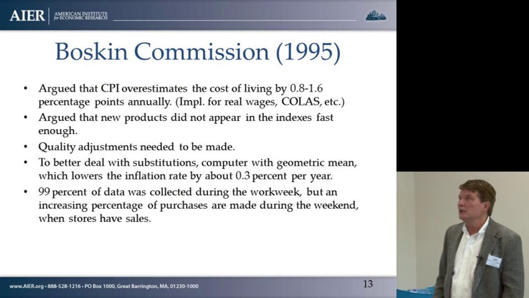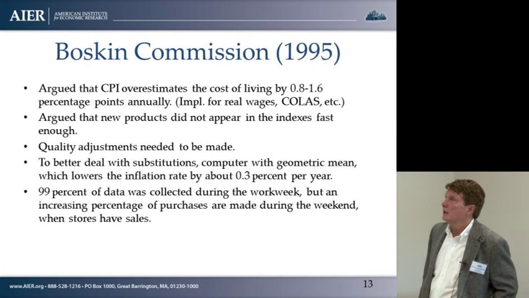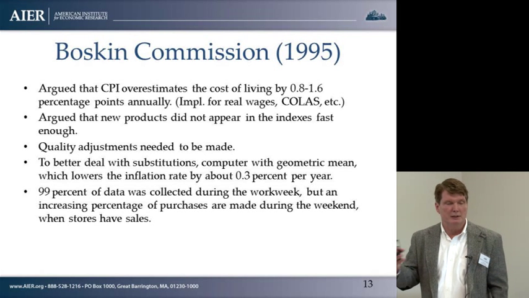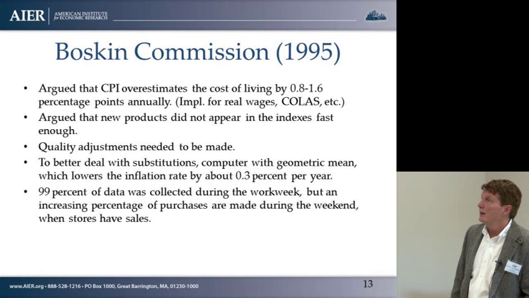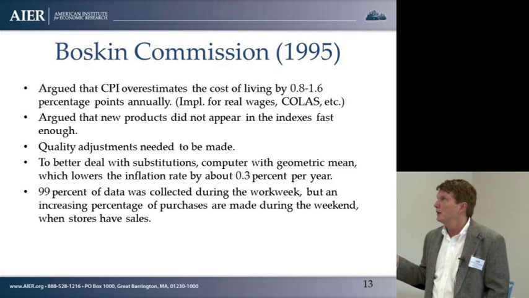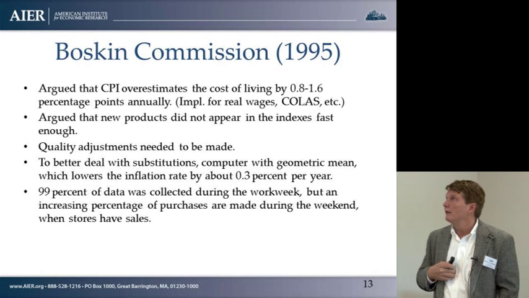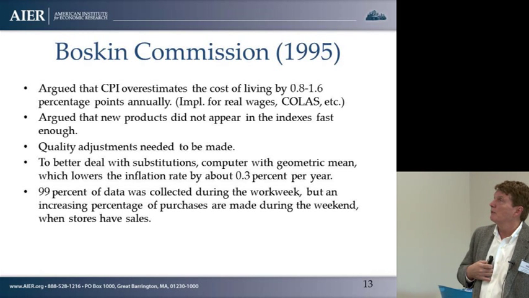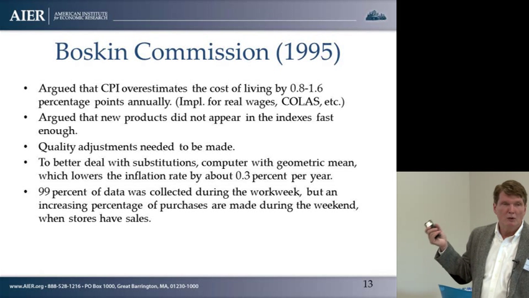There was a commission in 1995, the Boskin Commission, which examined these indexes, and they argued that the CPI overestimates the cost of living by 0.8 to 1.6 percentage points annually. Of course, the implications of that would be huge for COLAs, cost of living adjustments.